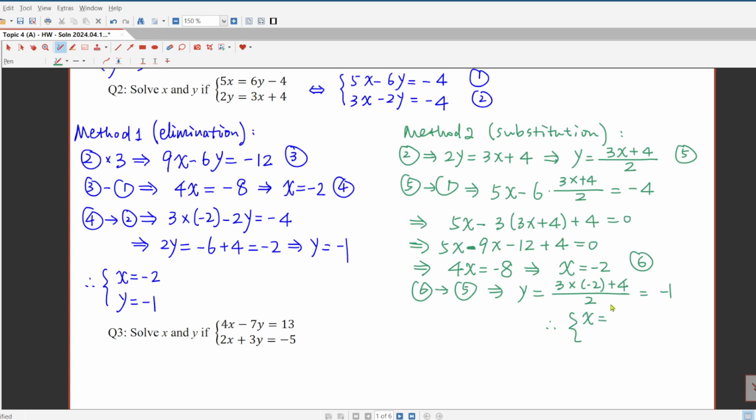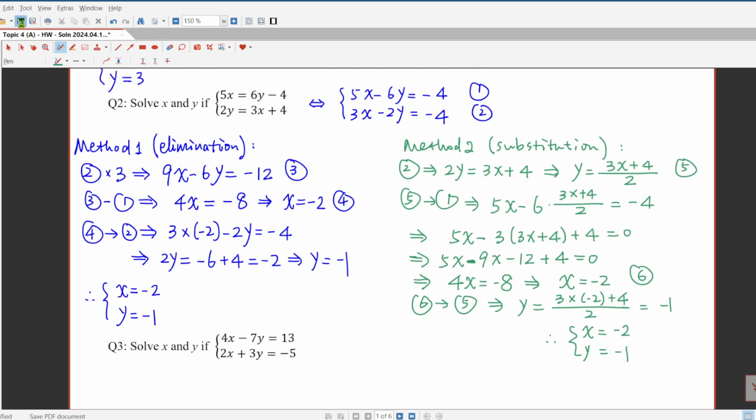And of course, as you can see here, we have the same pair of solution, which is x equals negative 2 and y equals negative 1, right? Again, have a look at the solution here, particularly if you have not submitted your solution to me, okay? Have a look at the solution and let me know if you have any questions.